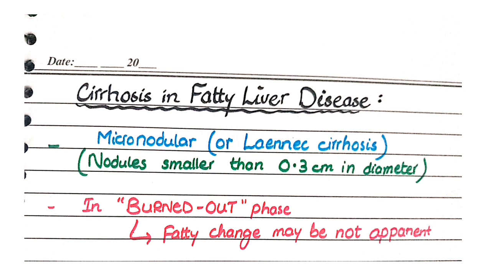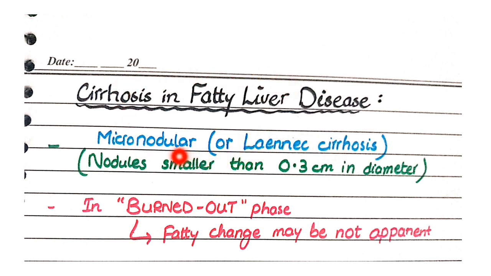And here I would also like to share an important piece of information, that this term Laennec cirrhosis was originally used for the fatty liver disease that was caused by alcohol. So Laennec cirrhosis was the term originally used for alcoholic fatty liver disease. But now they have come to know that even in non-alcoholic fatty liver disease, the morphology is very similar. So they consider non-alcoholic fatty liver disease and alcoholic fatty liver disease both in the category of Laennec cirrhosis.